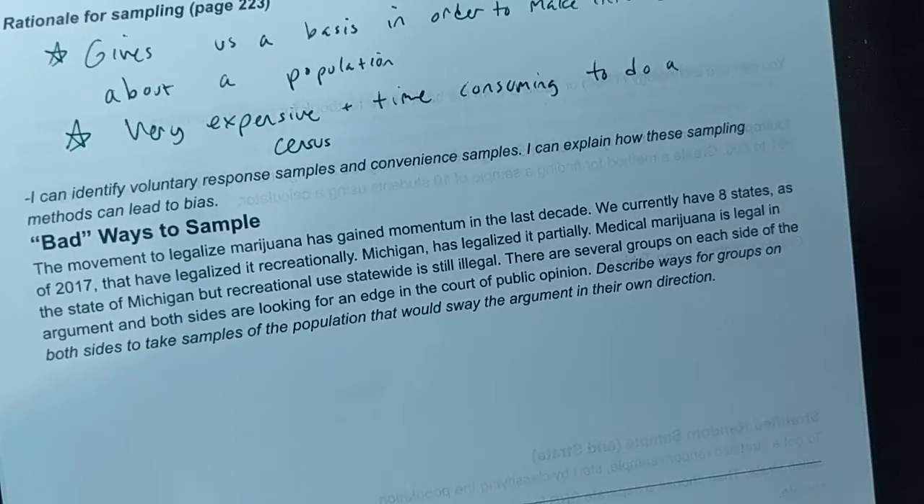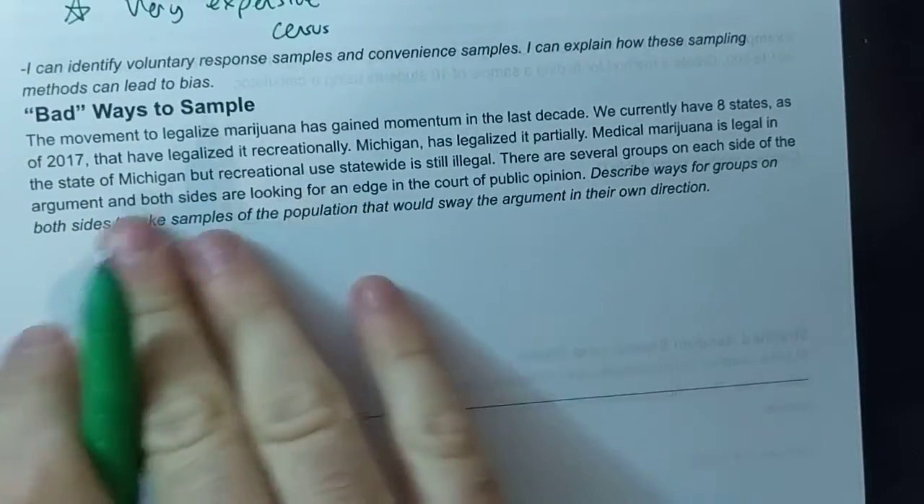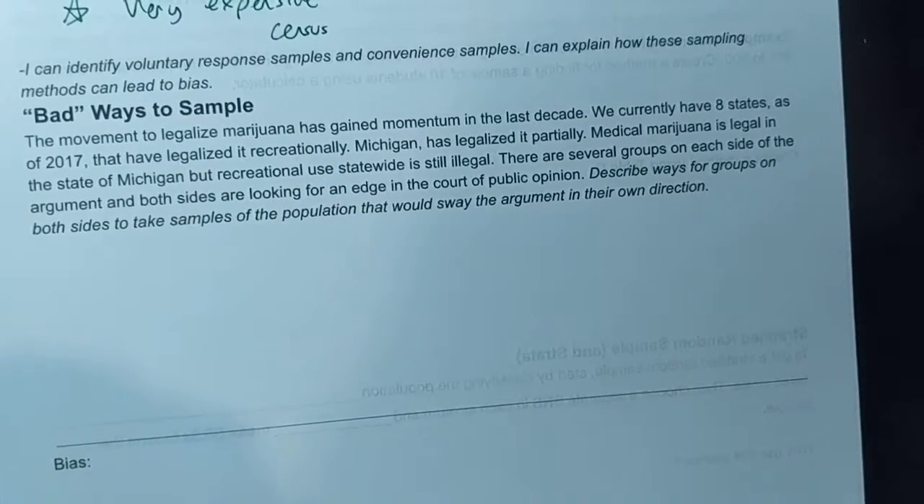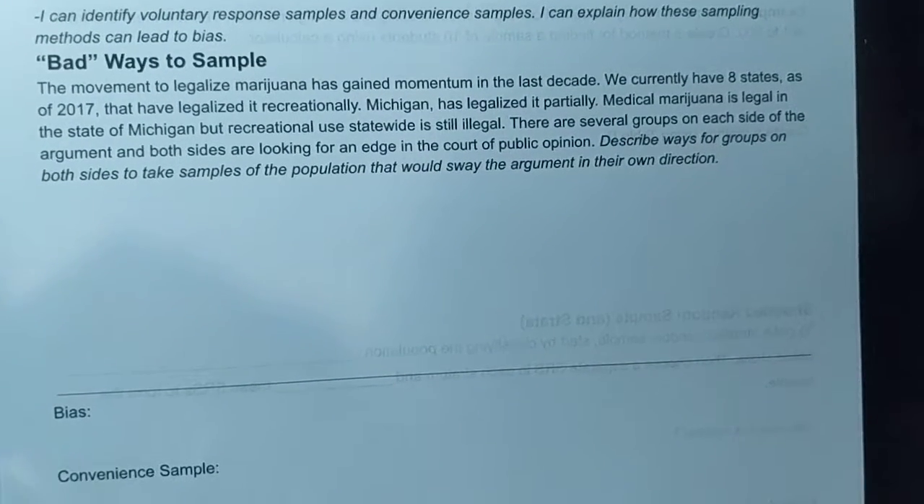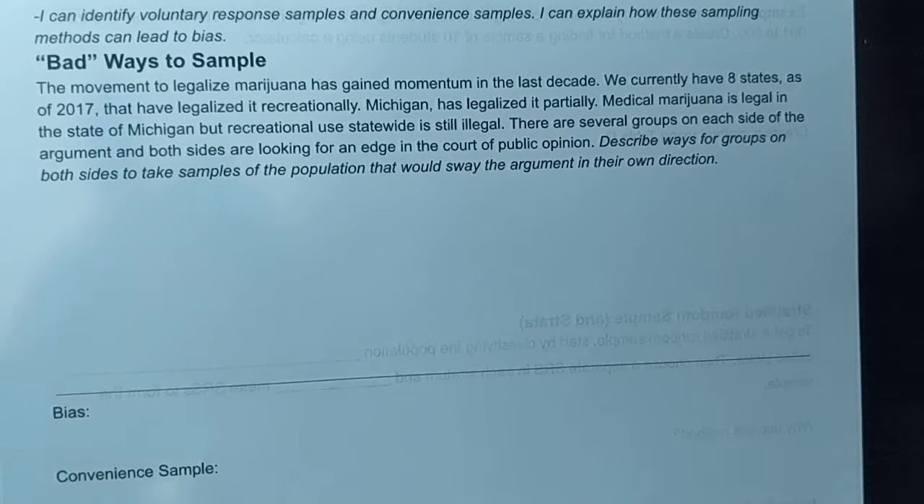Next, you're going to identify voluntary response samples and convenience samples and explain how these sampling methods can lead to bias. In this example, we talk about legalizing marijuana, which has been legalized in a few states already for recreational use, and trying to come up with ways to sample inappropriately to sway the argument in your favor. Essentially, you want to find a way to oversample a certain group of people that would be in favor of, or against, marijuana legalization.